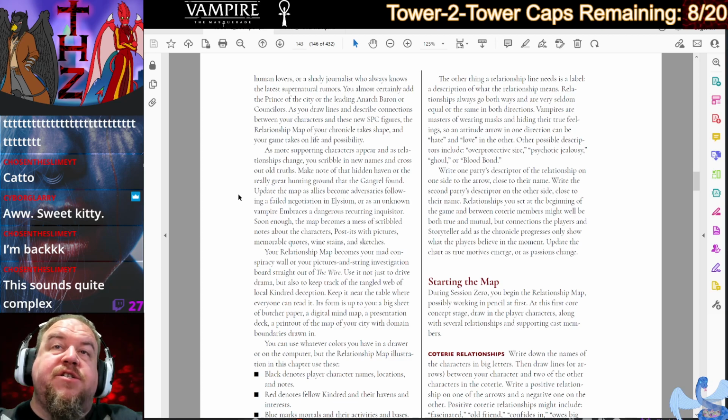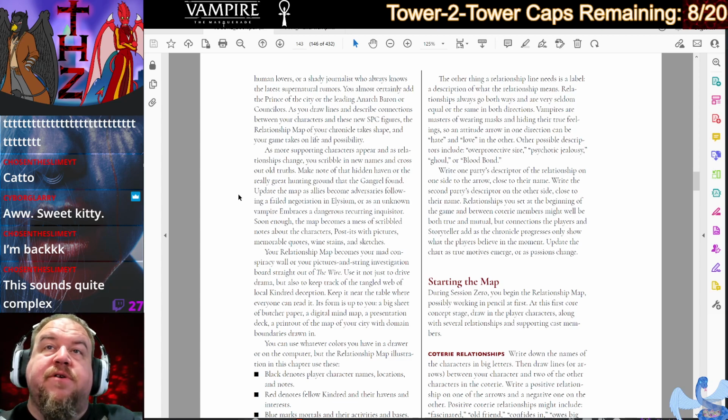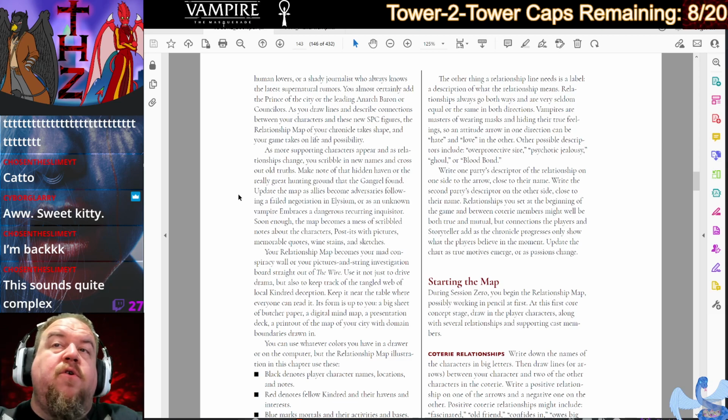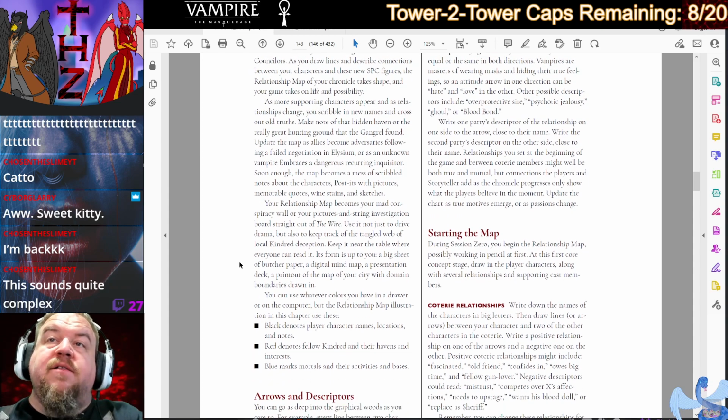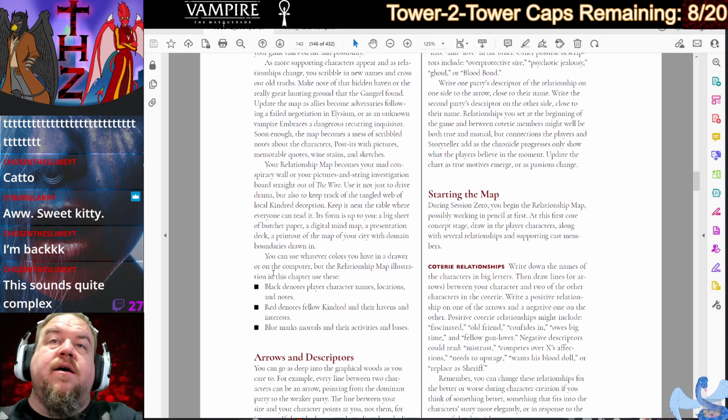Use it not just to drive drama, but to keep track of the tangled web of local kindred deception. Keep it near the table where everyone can read it. Its form is up to you. A big sheet of butcher paper, a digital mind map, a presentation deck, a printout of the map of your city with domain boundaries drawn in. You can use whatever colors you have in a drawer or on the computer. Build the relationship map illustration in this chapter.